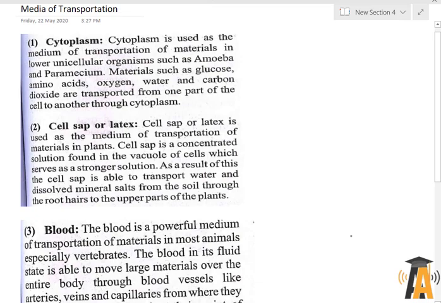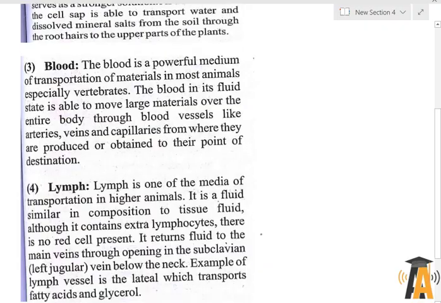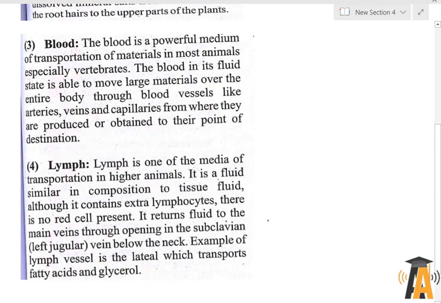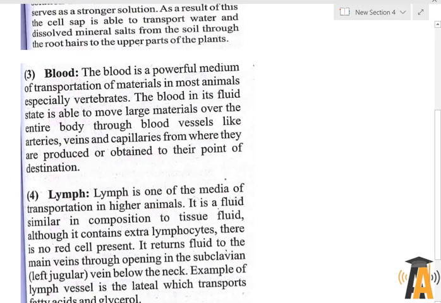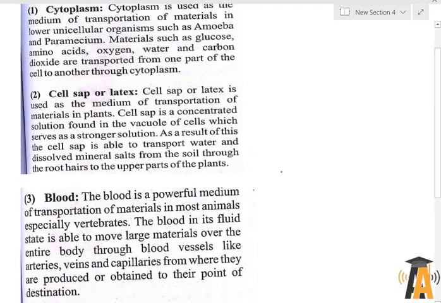Now, media for transportation. When we talk about media for transportation, we talk about the means by which these materials we've highlighted can be transported in animals as well as plants. They have a medium through which they can be carried from one place to another. Cytoplasm is a medium which unicellular organisms like amoeba and paramecium utilize to transport the materials they need. Cell sap or latex is also a medium which plants utilize to transport these materials. And we also have blood and lymph, which vertebrates and higher animals utilize to transport the materials that they need at various parts or points in the body.